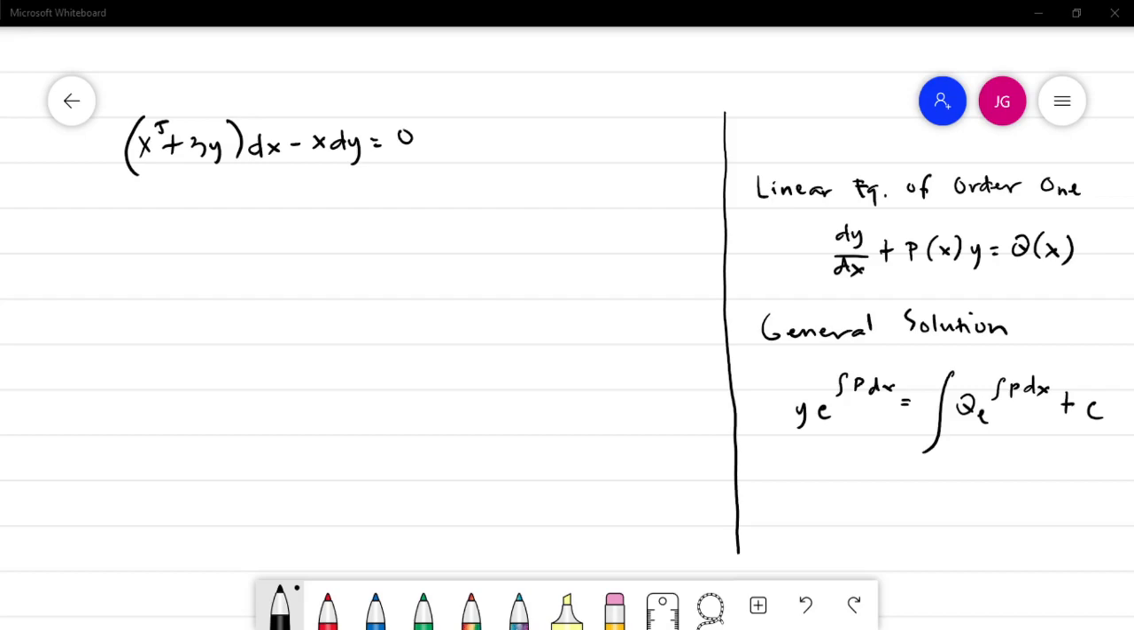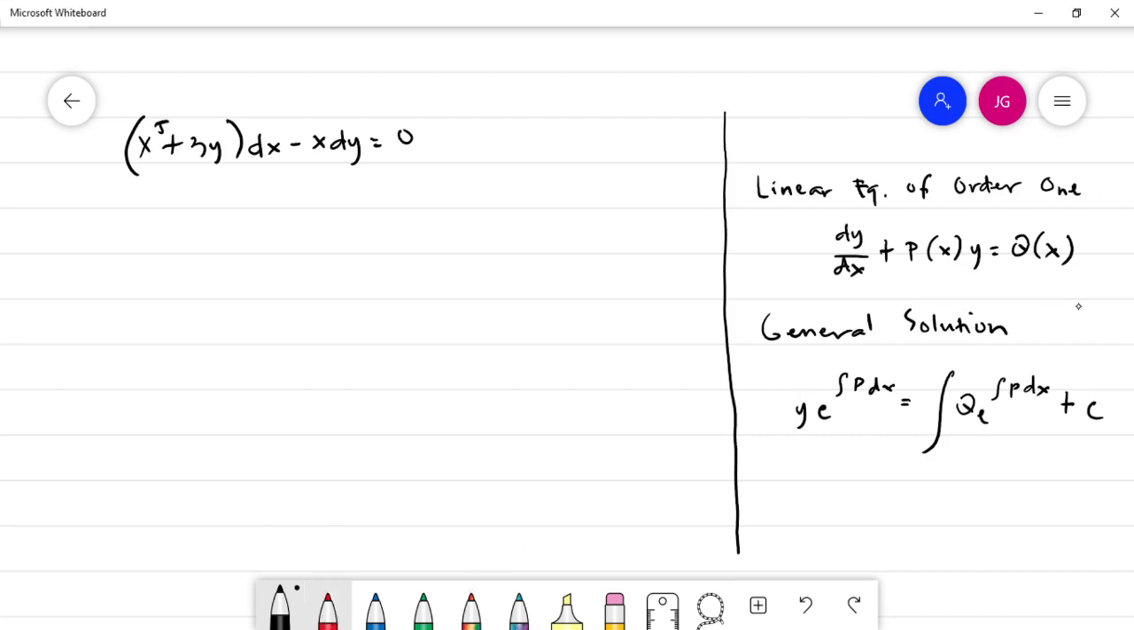Okay, so welcome guys to another topic, which is linear equation of order 1. So basically the equation you can see on the screen is (x raised to 5 plus 3y) multiplied by dx minus x dy equal to 0. So for a linear equation of order 1 guys, we need to rewrite the equation into the form of this one.